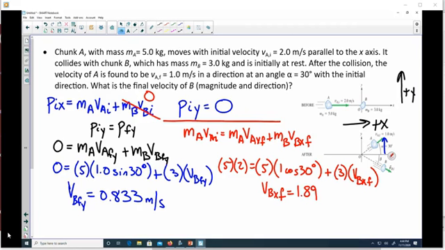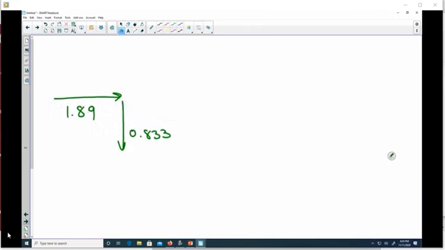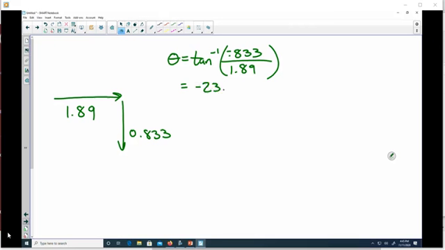We now have the x and y component of the velocity. And so we can combine those components to find the magnitude of the velocity, and then use those components in inverse tangent to find the angle. So to find the angle, we can do the inverse tangent of negative 0.833 divided by 1.89, or the y component of the velocity divided by the x component of the velocity.